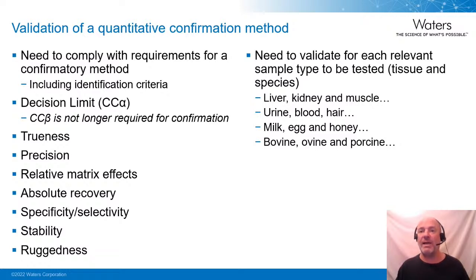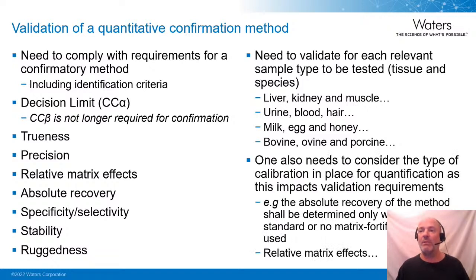I think when you're starting out with this process, initially doing the validation, it's important to validate the species separately. And if we find the results are the same, then you're justified in future validations, future routine measurements to combine the species. We also need to consider the type of quantitation calibration that's in place as well, as this impacts the requirements. For example, we only need to look at absolute recovery when no internal standard or matrix fortified calibration is used.